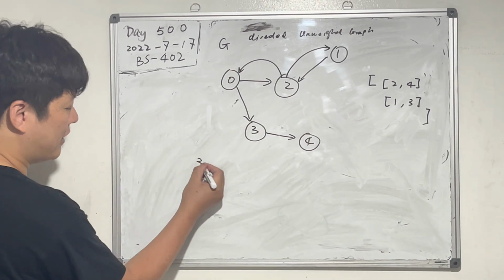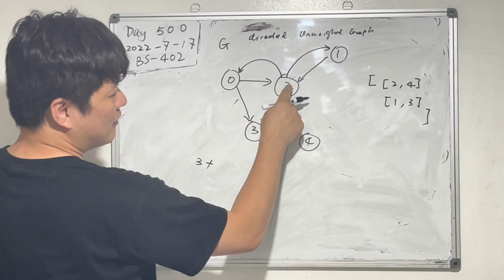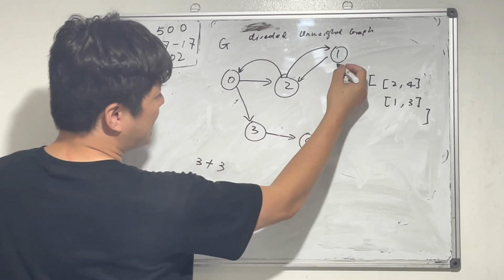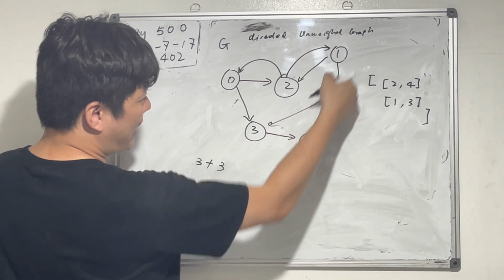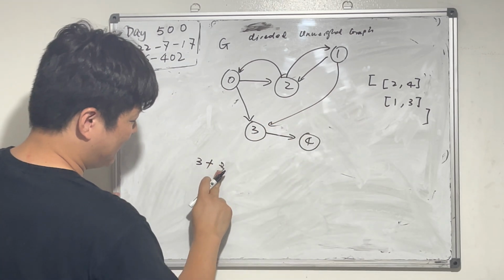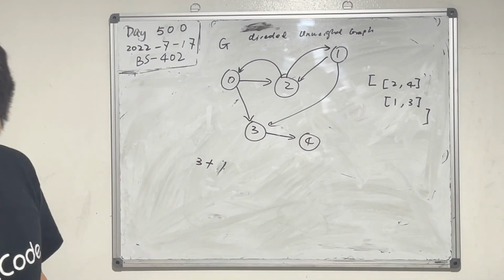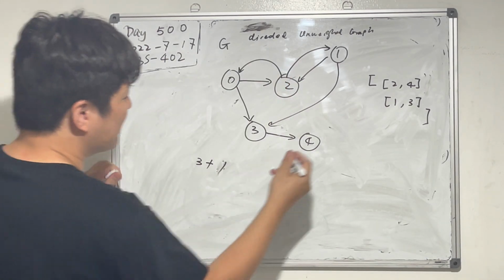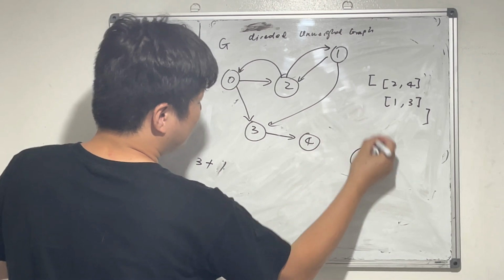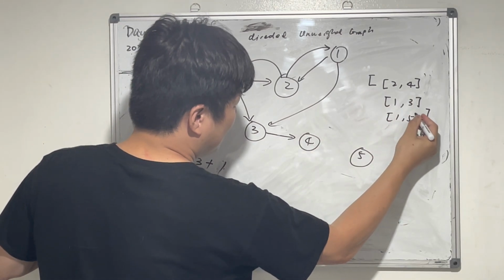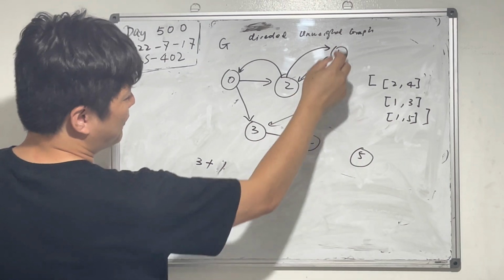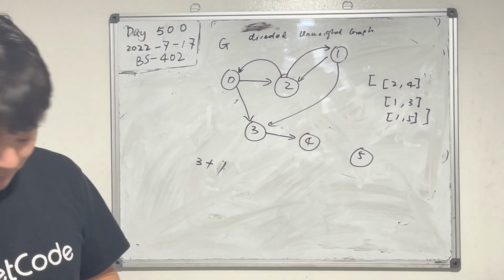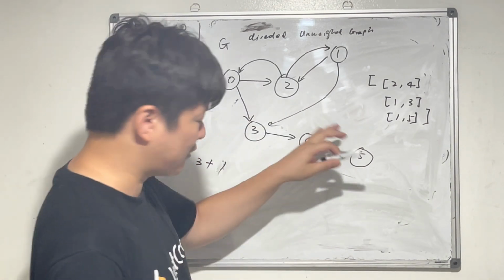Plus 1 to 3: 1, 2, 3, another 3. If I add another edge, then you take this edge instead, so that will be 1. Got it? If there's no such path, for example, if 1 cannot go to 5, if there's no path between 1 and 5, then return 0. Because there are no arrows, it's not connected, right?